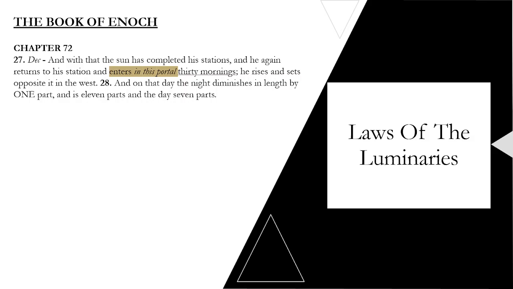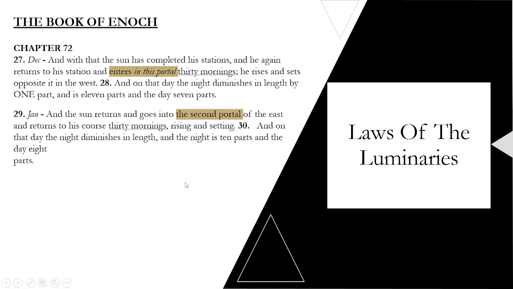The month of December. And with that, the sun has completed his stations, and he again returns to his station and enters in this portal 30 mornings. He rises and sets opposite it in the west, and on that day the night diminishes in length by 1 part, and it's 11 parts, and the day 7 parts. Now we're in January. We're almost there.